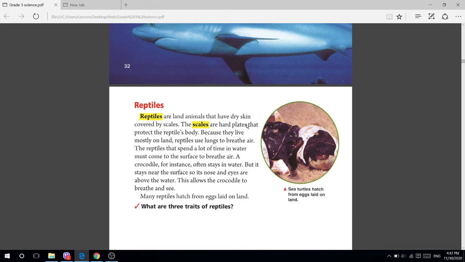Scales are hard plates that protect the reptile's body. Okay, underline the definition of the scale. The scales are hard plates, as I showed you in the picture, that protect the reptile's body. It means all reptiles are covered by what? Covered by the scales, because they live mostly on land. Okay, that's why they should have very hard plates.